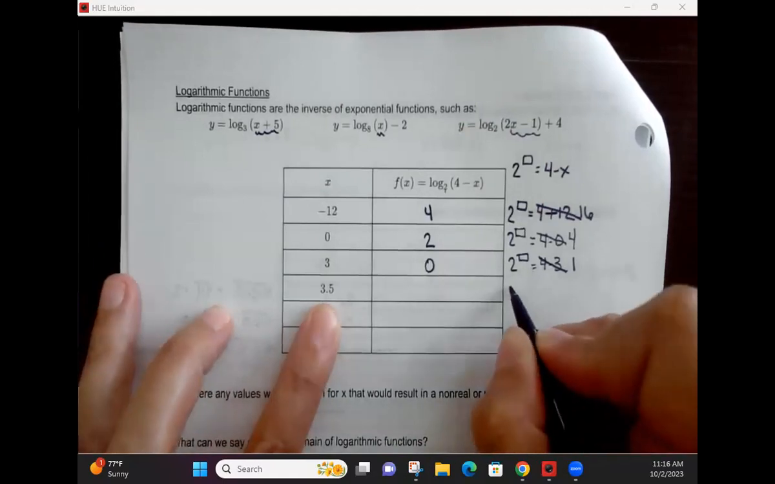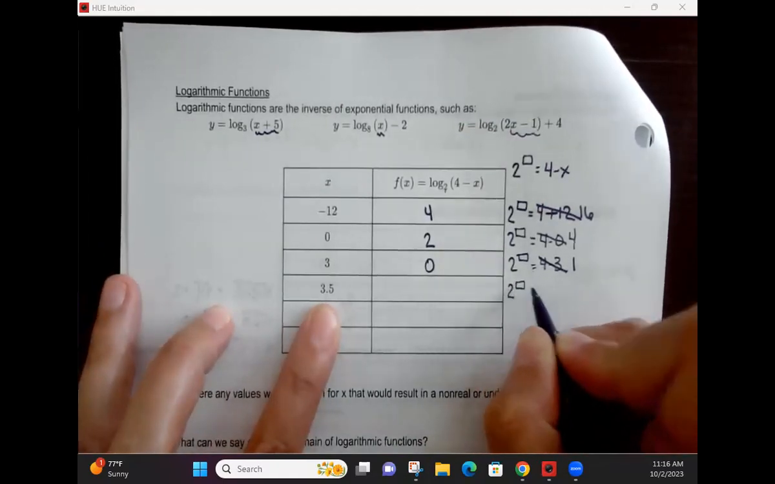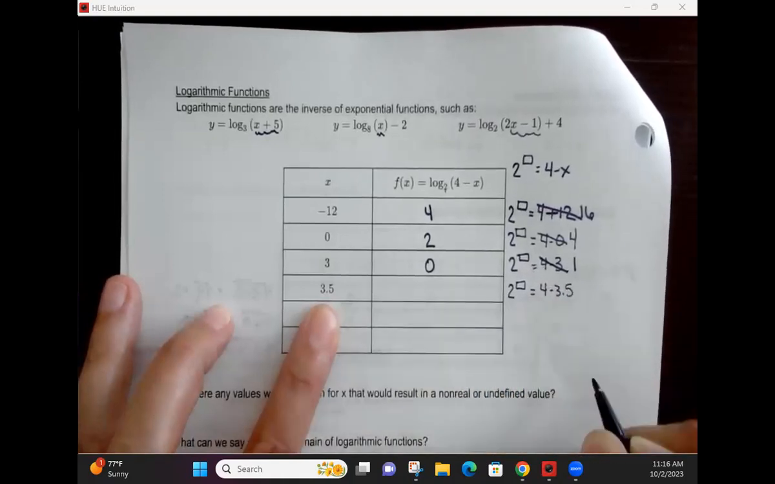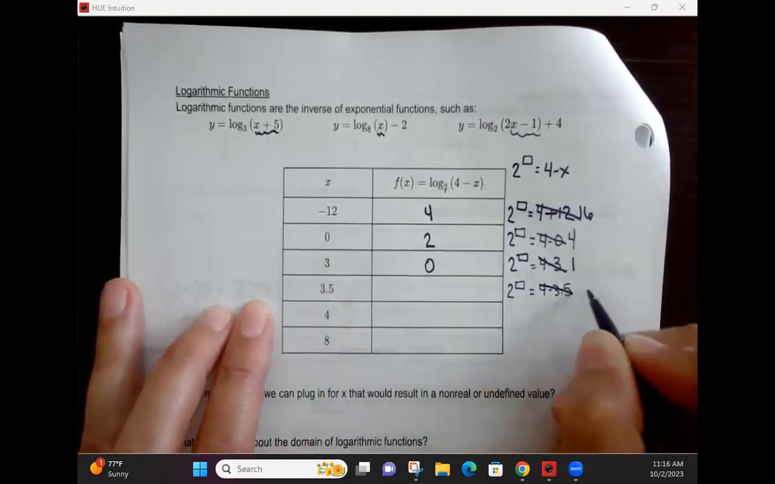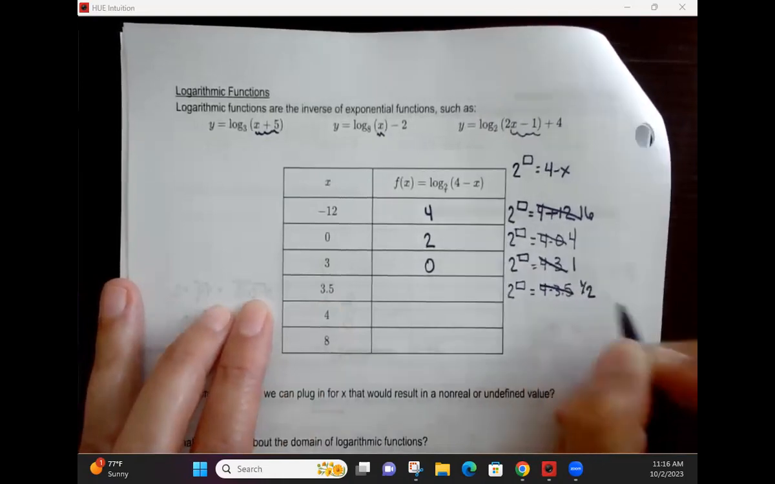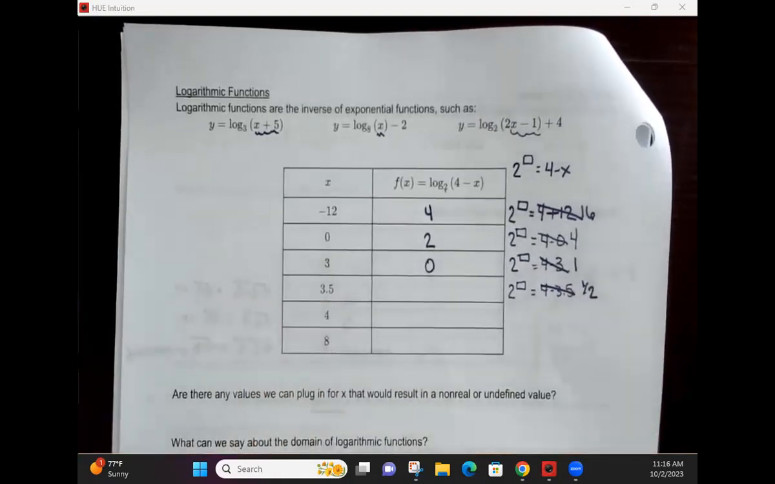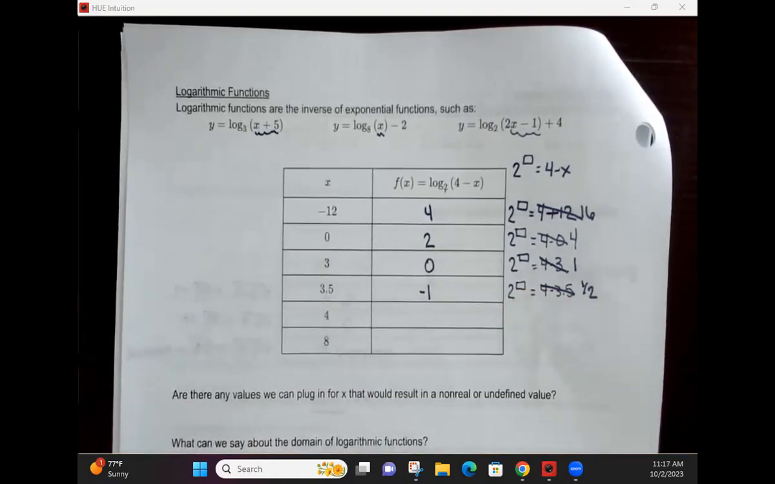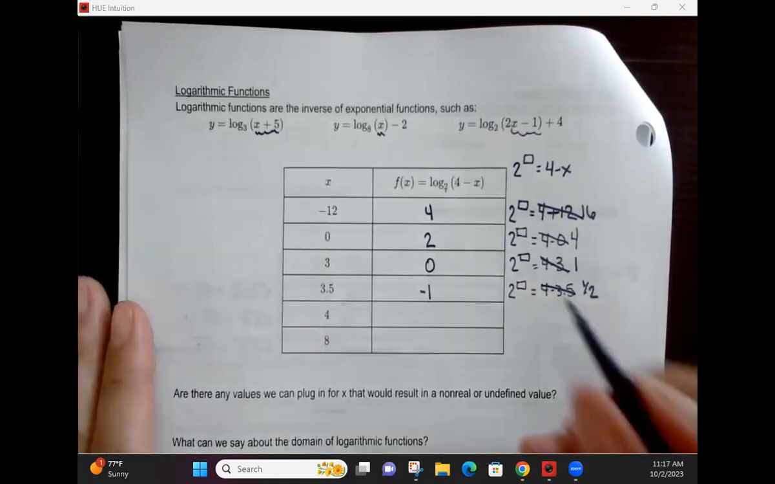3.5, we're going to plug in 3.5 for x. The 2 to what power gives me 4 minus 3.5? 4 minus 3.5 would be a half. 2 to what power would give me a half? Negative 1. Yeah, we saw those negative exponents in an earlier example. I can get a fraction if I flip, right? Take the reciprocal. That's a negative exponent.